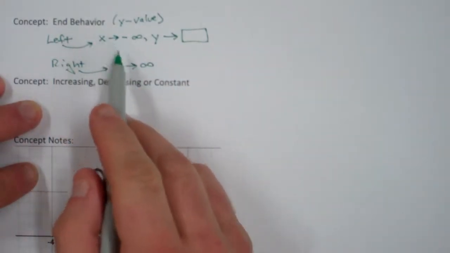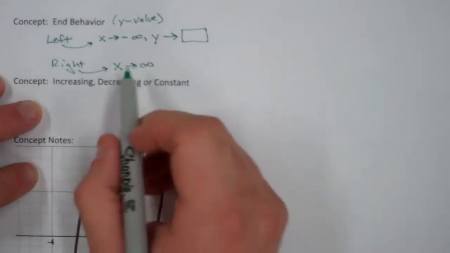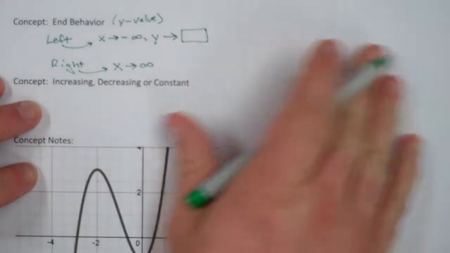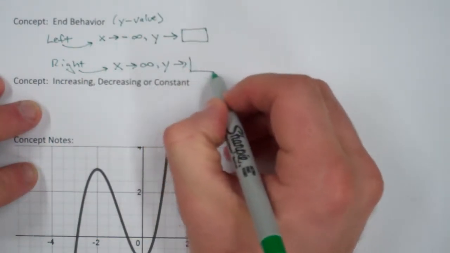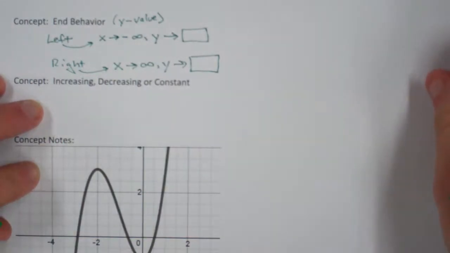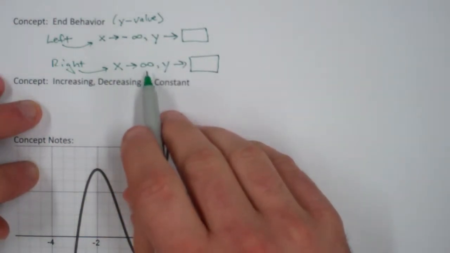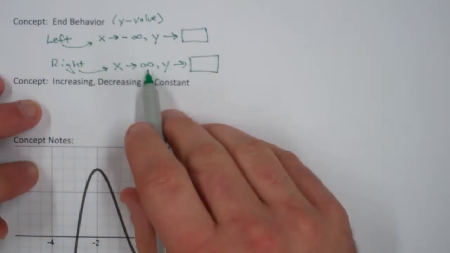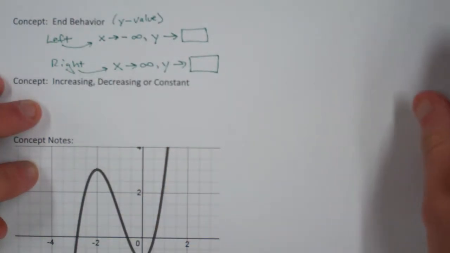By the way, this little arrow here, that means approaching or approaches. So as x approaches infinity, that's on the right hand side, we're wondering, what does y do? So we want to list where those y values are going or approaching. Notice how there really isn't a y value at infinity. Infinity is just a concept. However, we can state sometimes a value that the y is approaching.